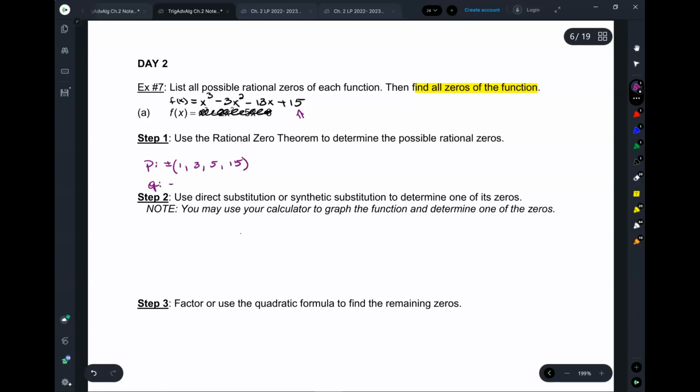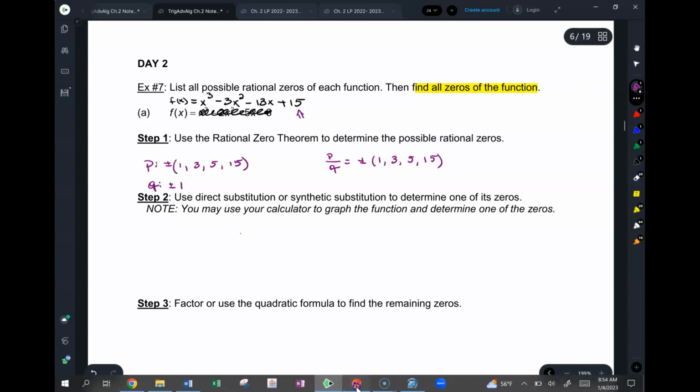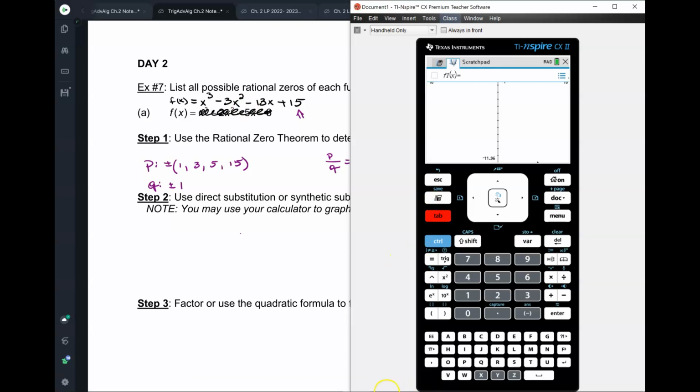For q, what are the factors? Plus or minus 1. So then, p over q is plus or minus 1, 3, 5, and 15. So, to find the zeros, the process is do synthetic division with every single one until you get one that's 0. But again, that's very tedious, so I'm gonna allow you to do like the cheat, which means you get to plug that function into the calculator right here. So x to the power of 3 minus 3x squared minus 13x plus 15.